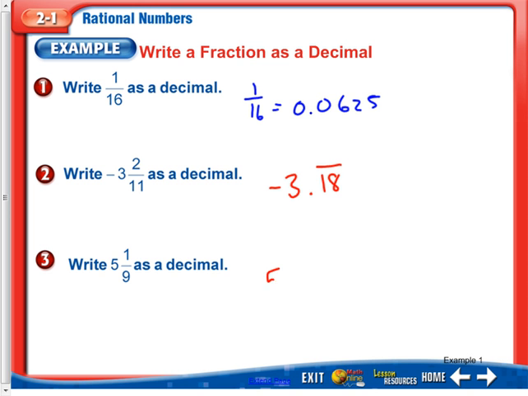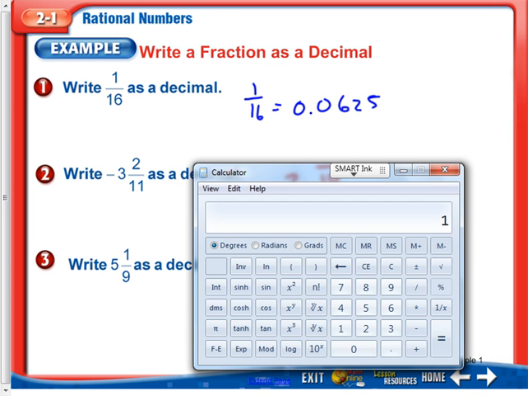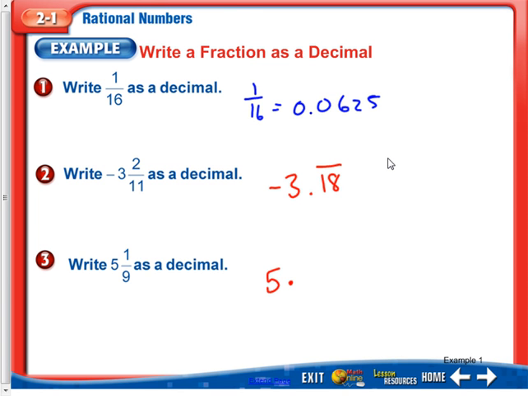Again, if we write 5 and, all right, then we go to our calculator, we'll get 1 divided by 9, and that equals 0.1 repeating. So just write the number that repeats. So that number is 1 and put a bar over the top. It's just 0.1 and it repeats forever.